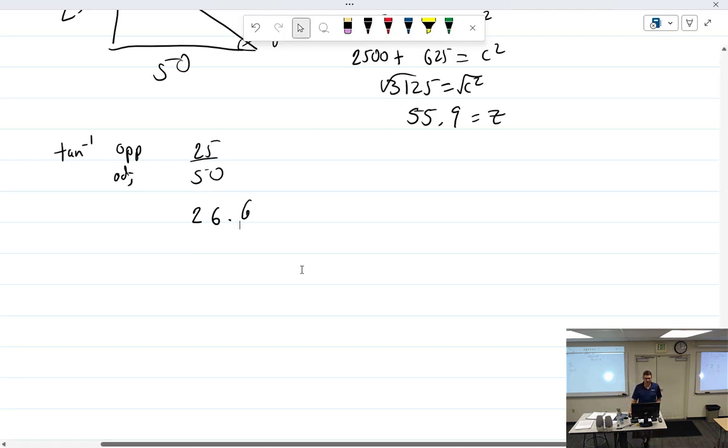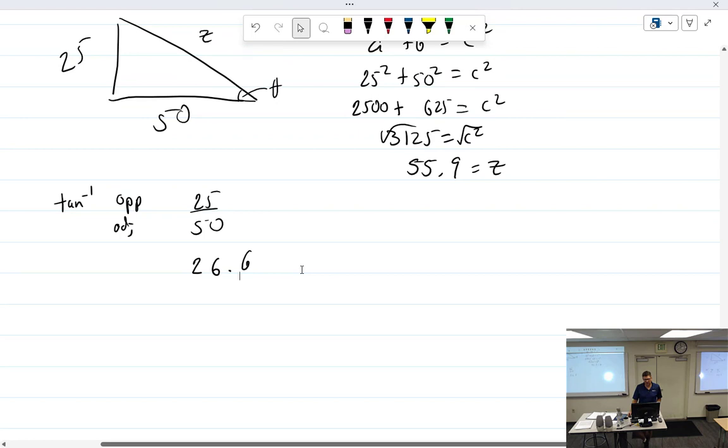Well, how are we going to check our answer to make sure that hypotenuse is correct? All right, let's check it against sine. So arc sine, sine minus 1. We have 25 divided by 55.9 equals 26.6 degrees. So it checks out. So that's what I would do, but that's just me.